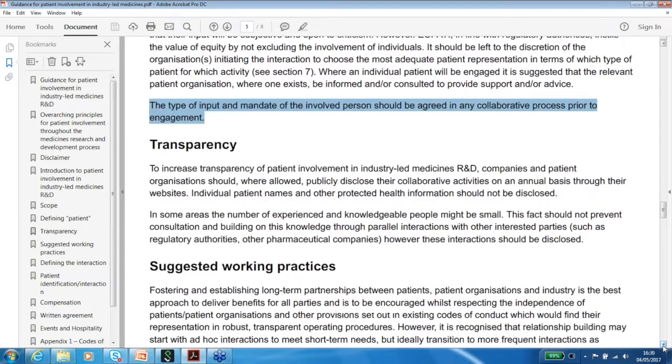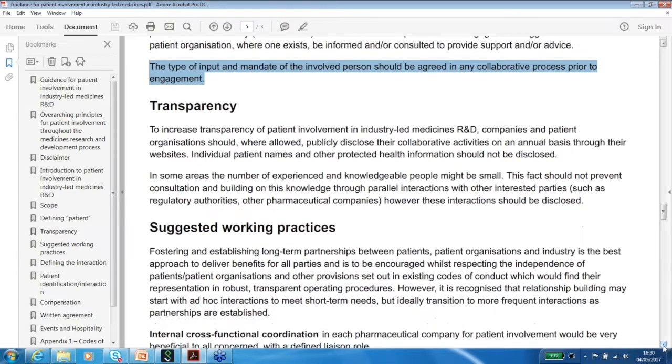Okay, next on to suggested working practices. Really, the key point here is that we want to make sure that the interactions with patients are in a partnership model, and they are established over a long term. What we don't want to see within EUPATI is interactions that happen very ad hoc once in a while. We want to see patient partnerships, and I think that's a really strong message that we've tried to instill in this guidance document. Now, we do recognise that ad hoc interactions will probably start off the long-term partnerships, but we really do see that evolving into a longer-term relationship.